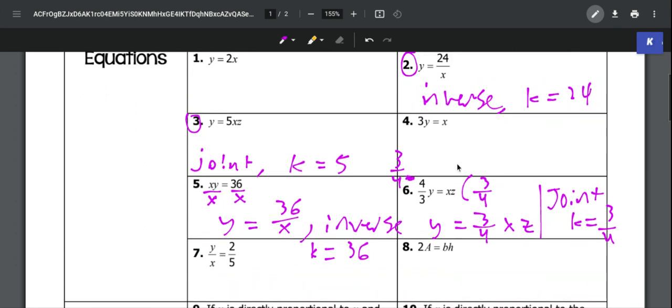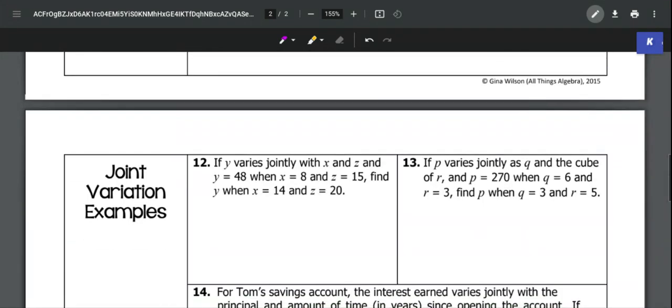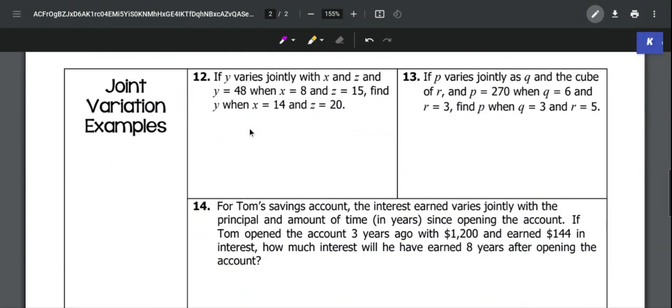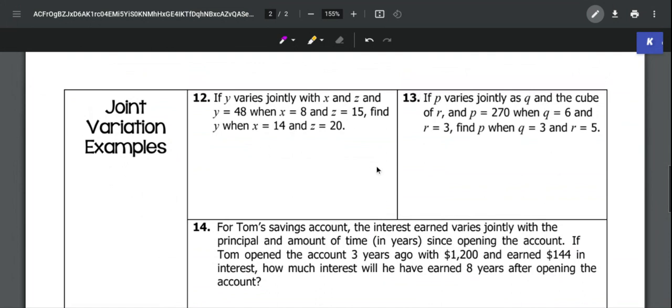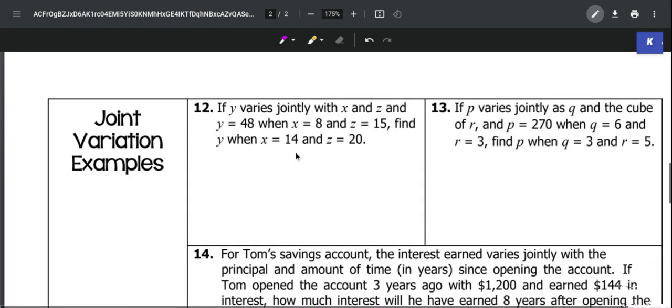So on your homework, you'll have to do some of this, but I tried to make them pretty straightforward for you. They're not going to be too hard. So let's look at actual joint variation and inverse variation examples. To understand these, we're going to look at the problem first, and then get into some of the calculations, because I'm going to show you a shortcut that you can use for these. But I want you to understand why we're using that shortcut.